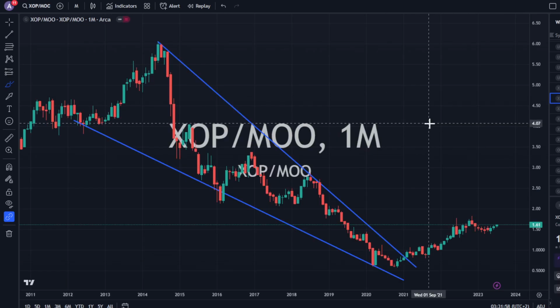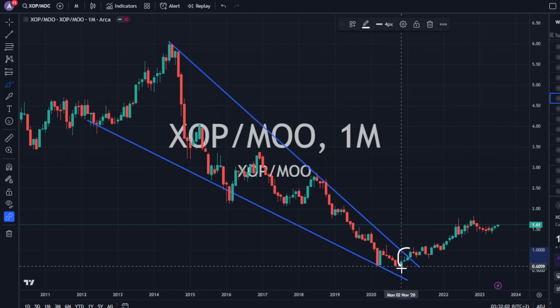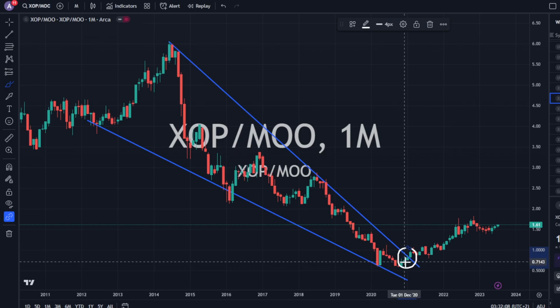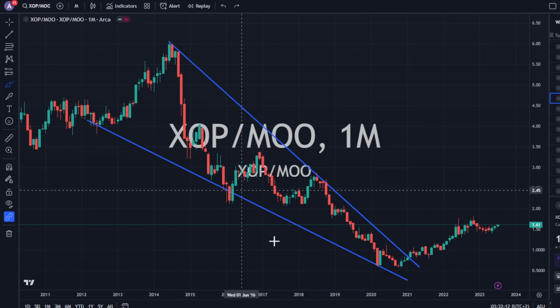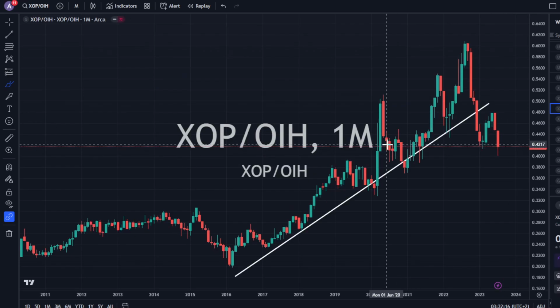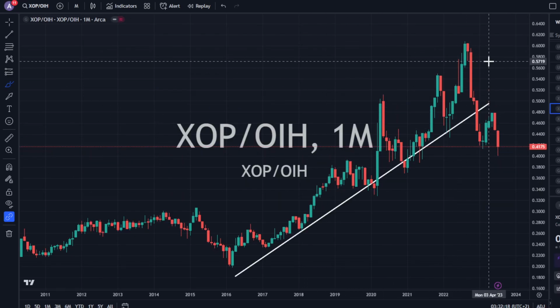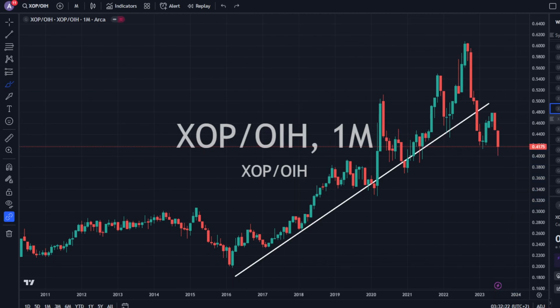XOP versus MU. This is a huge falling wedge right to the corner here. This is where you want to buy XOP in October 2020, November 2020, December 2020. That's where I bought a lot of my oil and gas stocks, but this still looks good to go higher. XOP versus OIH. To me, it looks like OIH could definitely outperform and we could go lower. That's the energy service companies.